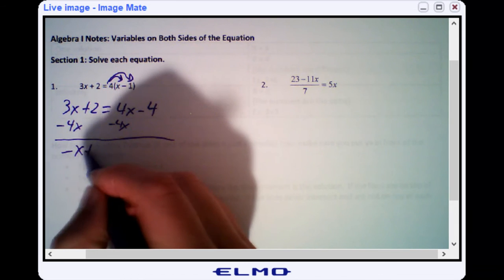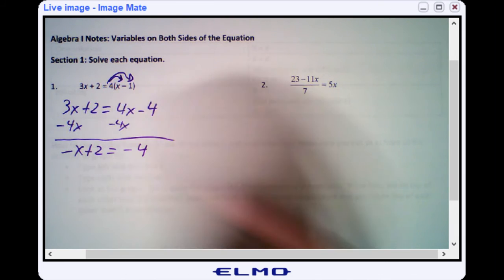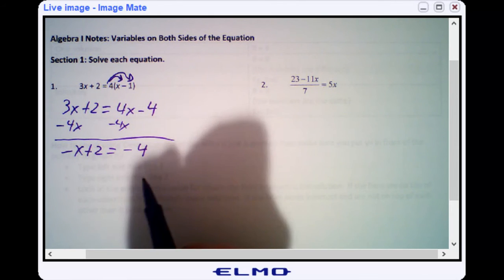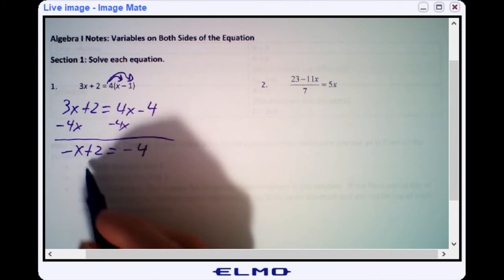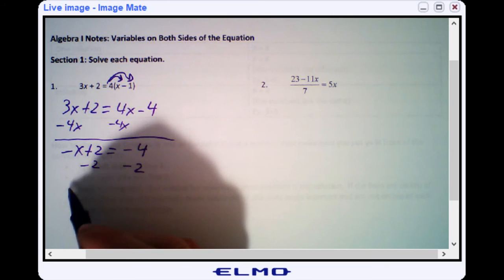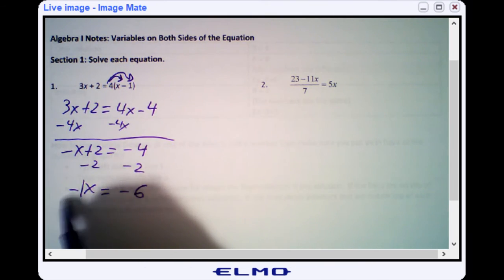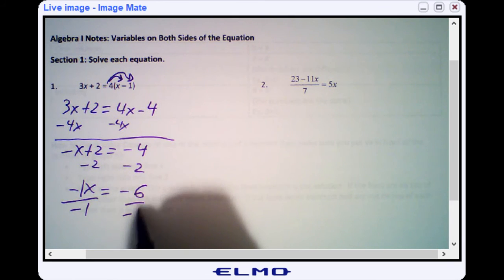Negative x plus 2 equals negative 4. And then I need to move my number over to the right side. So x is on the left, numbers on the right. Subtract 2 from both sides. Negative x equals negative 6. Remember, this is like negative 1, so we're going to divide both sides by negative 1. So we get plain old x equals 6.